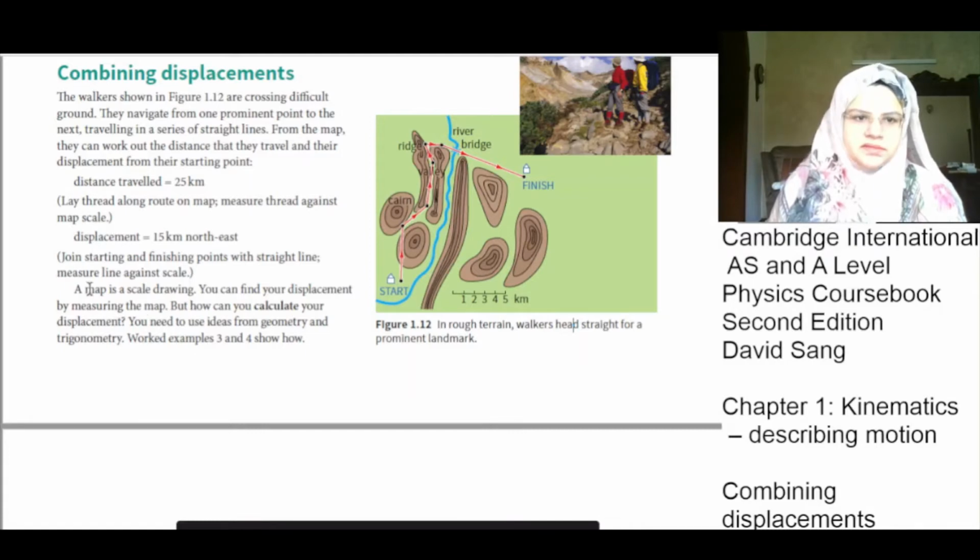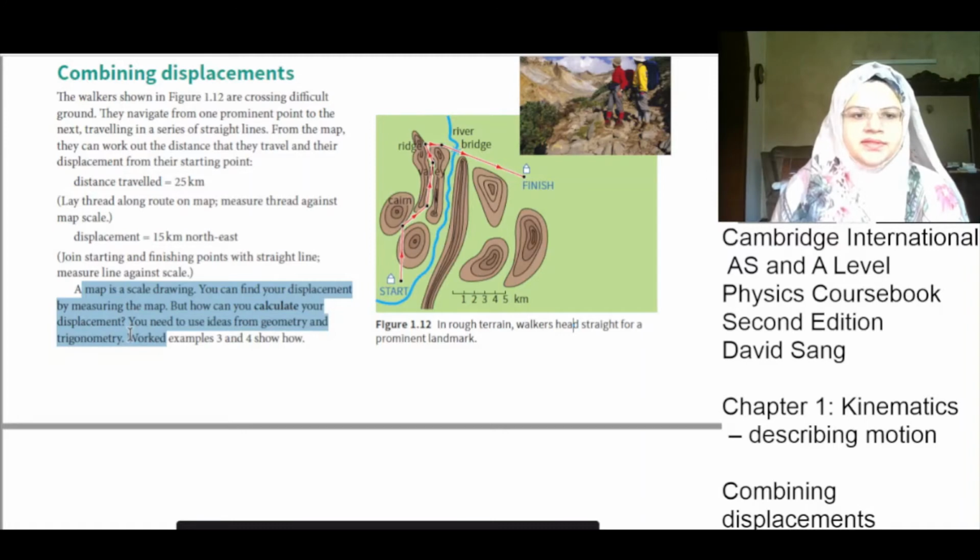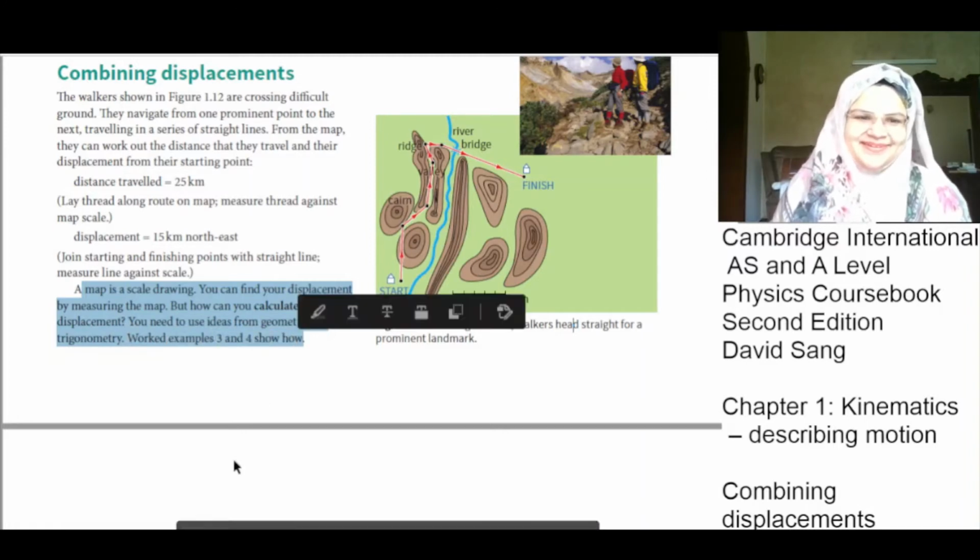A map is a scale drawing. You can find your displacement by measuring the map. But how can you calculate your displacement? You need to use ideas from geometry and trigonometry. Worked examples 3 and 4 show how.